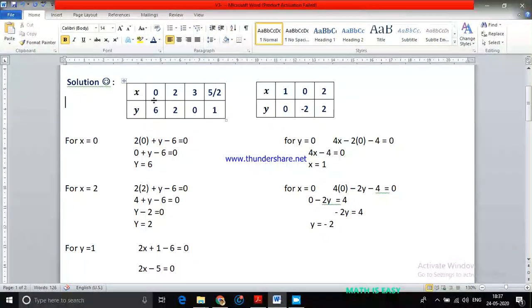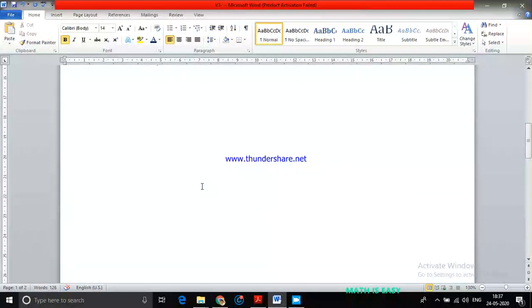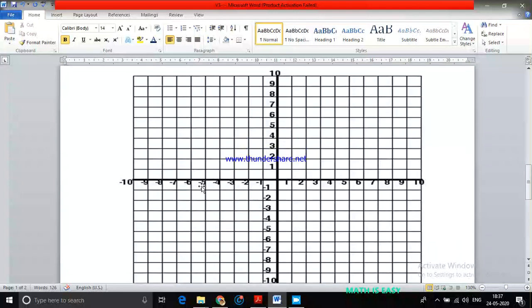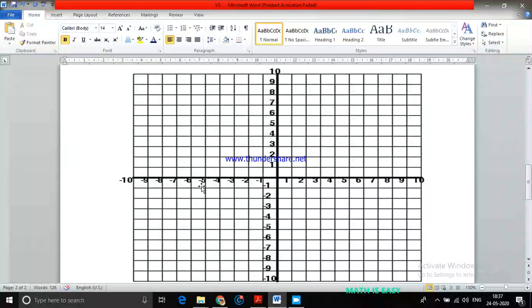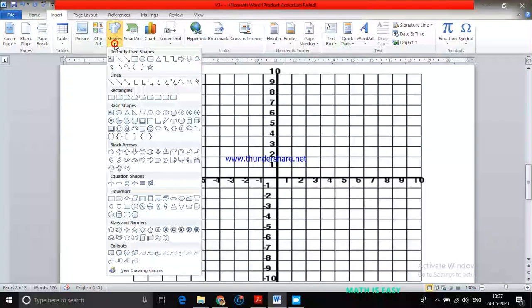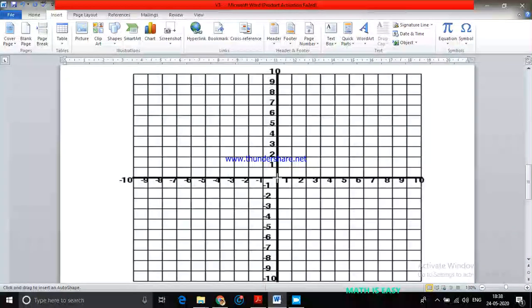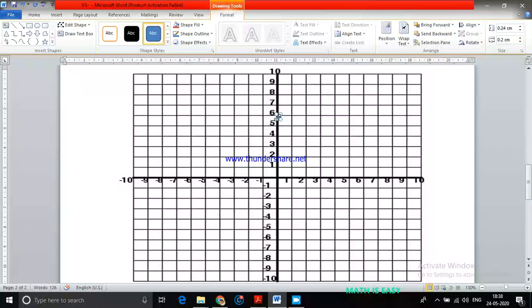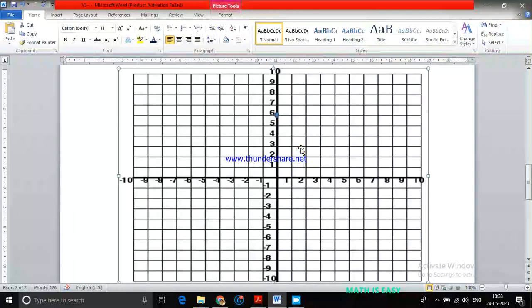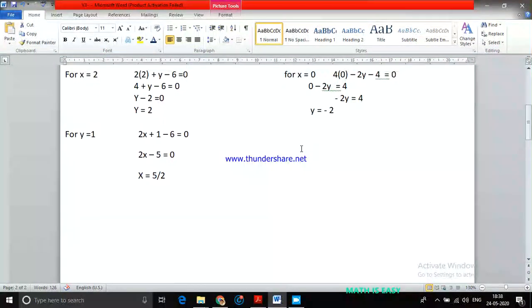So let me represent. First point is 0, 6. So here I have the graph. What is the first point? 0, comma 6. X is 0 and y is 6. So I think everyone knows where 0, comma 6 appears. X is 0 here. This is the intersection point, and y is 6. Y is 6 means positive y-axis. Here is the point 0, comma 6. So I got 0, comma 6. I highlighted it with the dot.